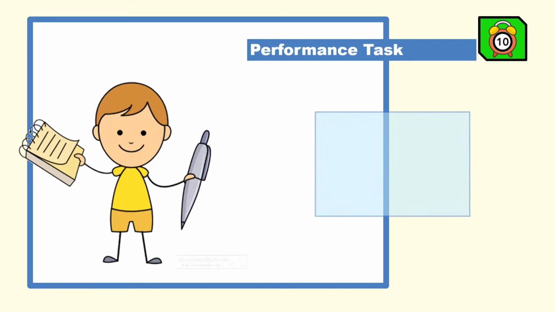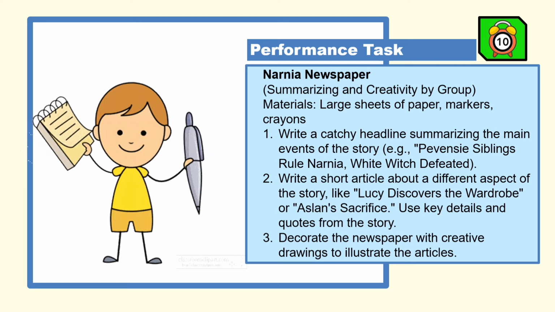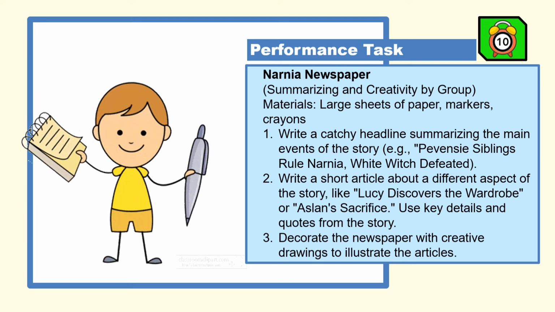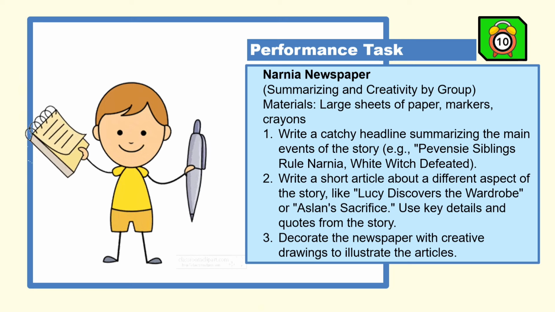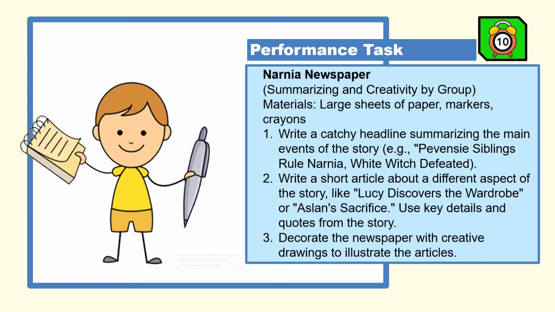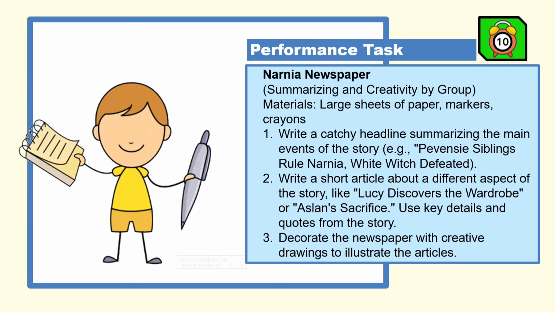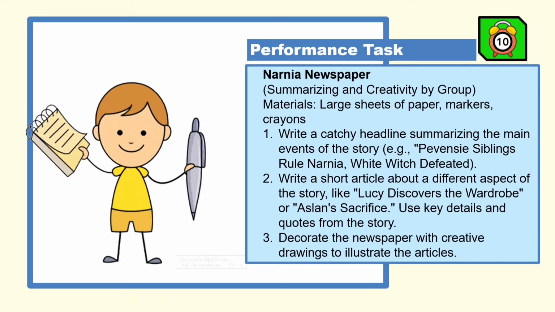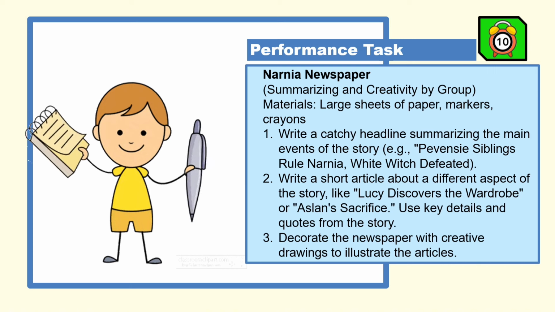Reaching this part is great. Here's another performance task for you to explore, especially if you are part of the journalism team. Narnia newspaper, summarizing and creativity by group. You will need a large sheet of paper, markers, and crayons. First thing that you are going to do is to write a catchy headline summarizing the main events of the story. And then you are going to write a short article about a different aspect of the story and decorate the newspaper with creative drawings to illustrate the articles.